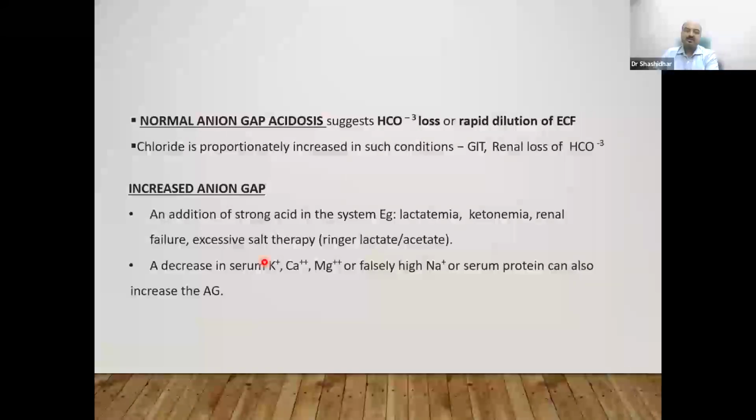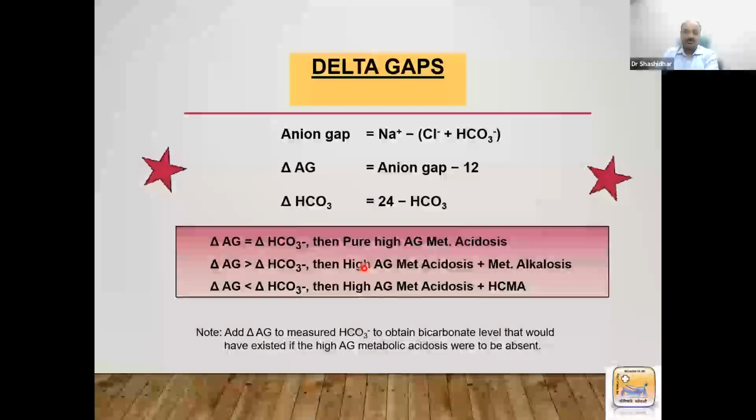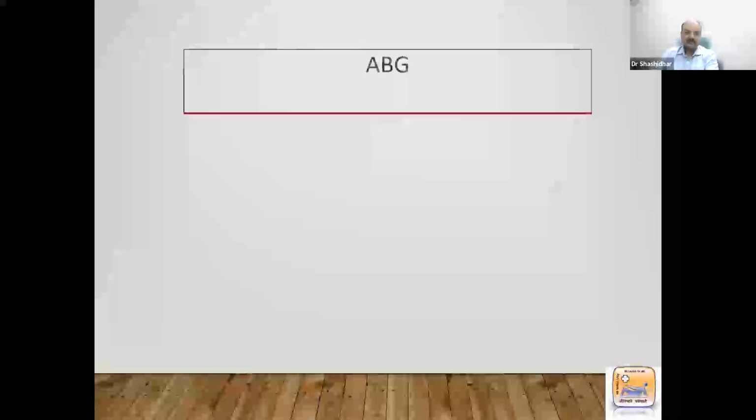And you know, there are different reasons for a normal anion gap acidosis and an increased anion gap acidosis. If there is normal anion gap acidosis, it means the bicarb is being lost from the body. There you will also get a high chloride, which is proportionately increased, like a GI loss, diarrhea, or a renal loss of bicarb, like renal tubular acidosis. But most acidosis which you see in newborn babies will have increased anion gap. That is because you have lactate or ketones or other acids which are added to the system. We will not go into the delta bicarb or delta gap.